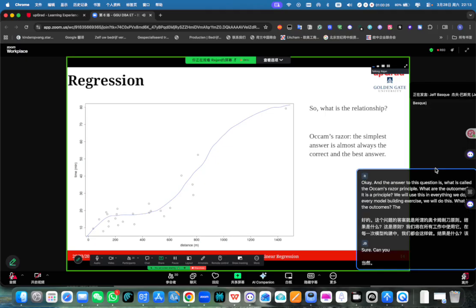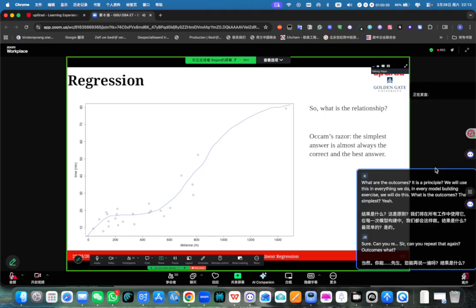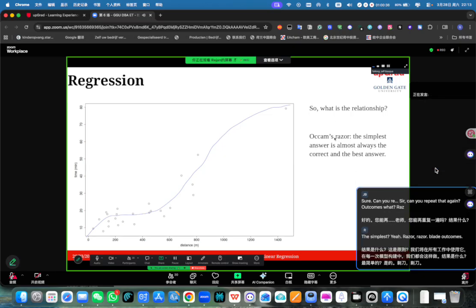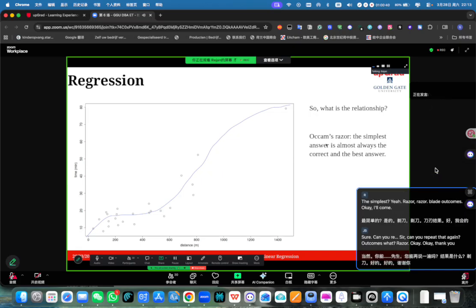Yeah. Sir, can you repeat that again? Outcomes what? Razor. Blade, Occam's Razor. Okay. Okay, Okay, thank you. Yeah, Occam's blade, if you want to say a sword.